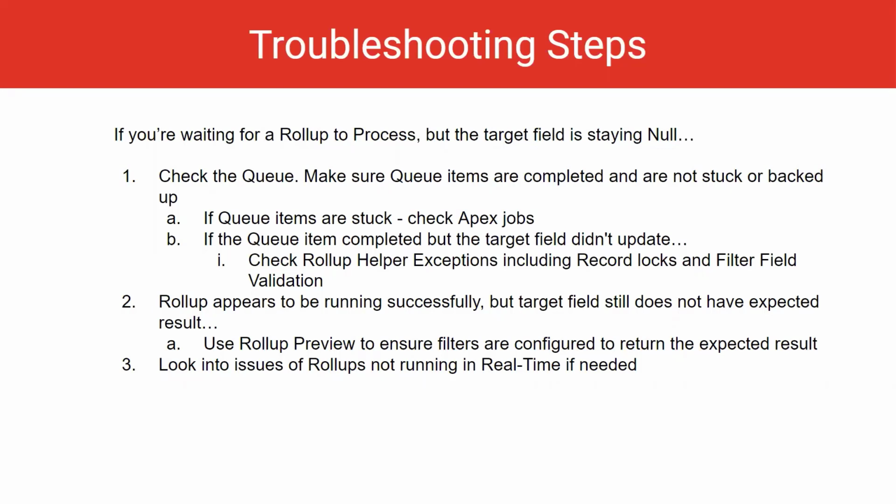filter field validation. If the rollup appears to be running successfully, but the target field still does not have the expected result, use the rollup preview to ensure filters are configured to return the expected result. After all of that is completed, look into issues of rollups not running in real time if needed.